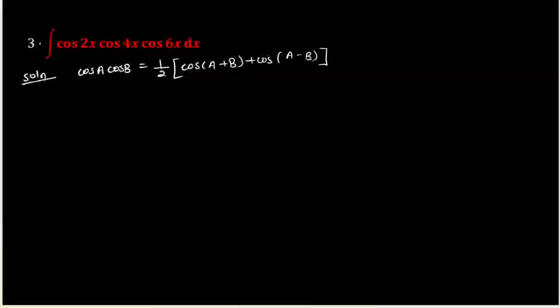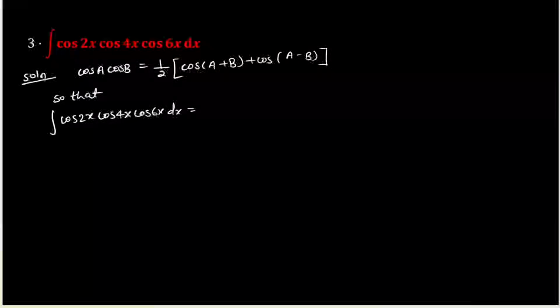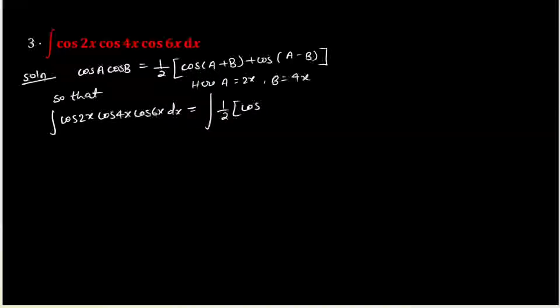So the integral of cos 2x cos 4x cos 6x dx is equal to, using the formula with A equal to 2x and B equal to 4x, cos(2x plus 4x) plus cos(2x minus 4x), and this is also multiplied by cos 6x.